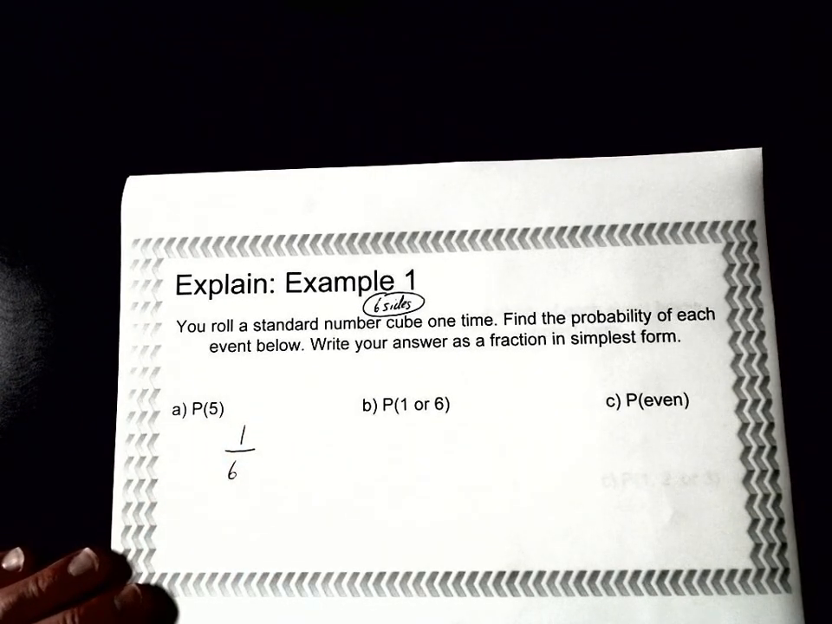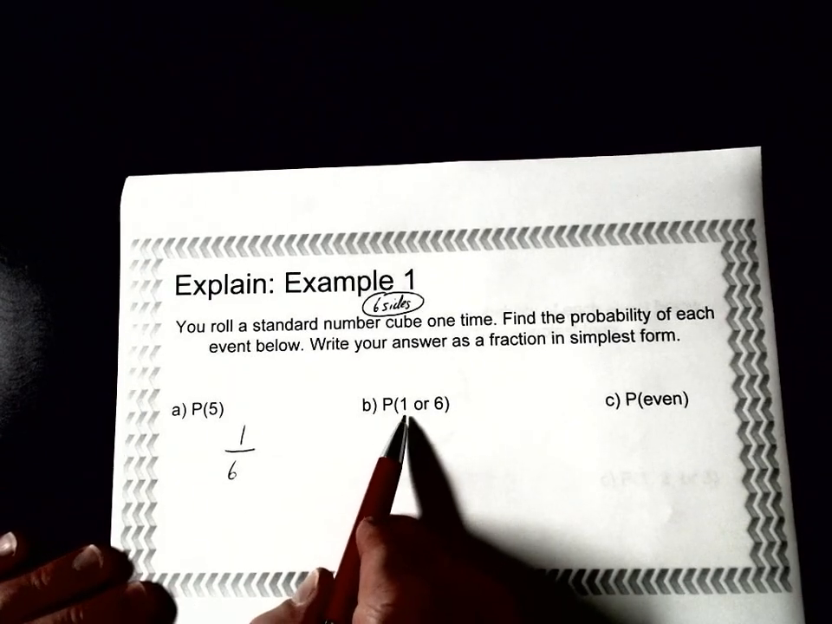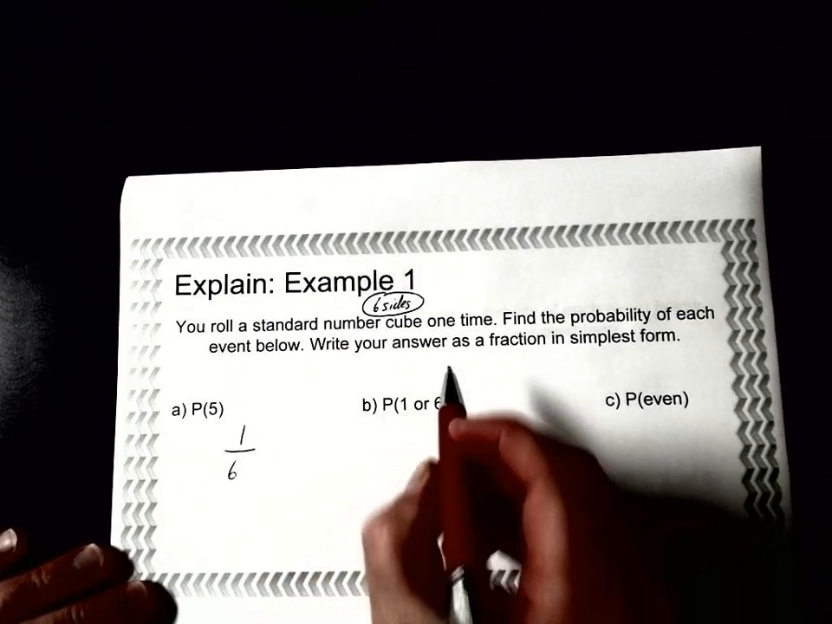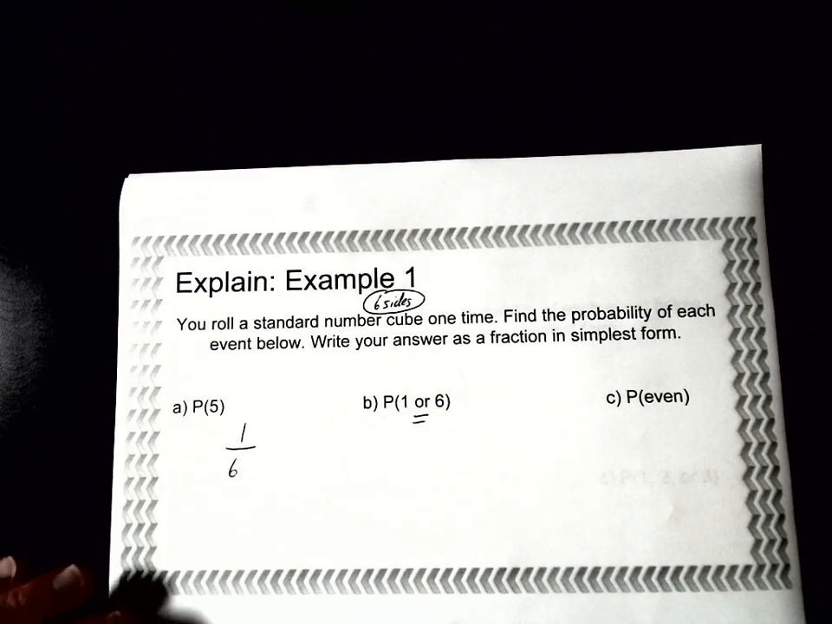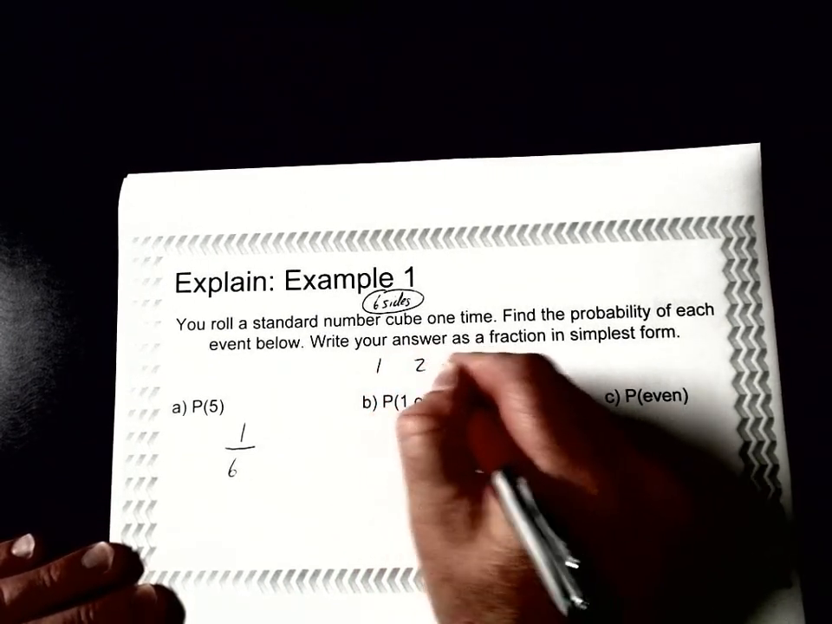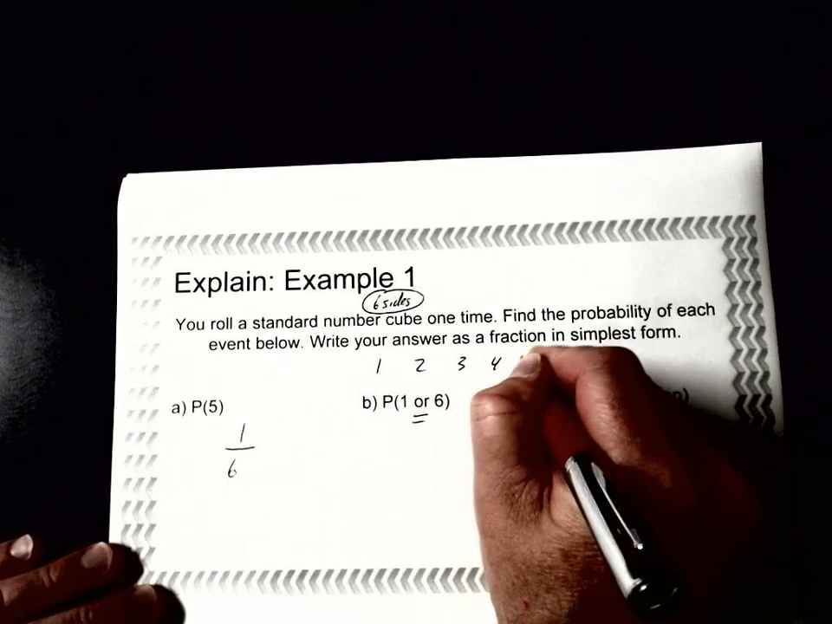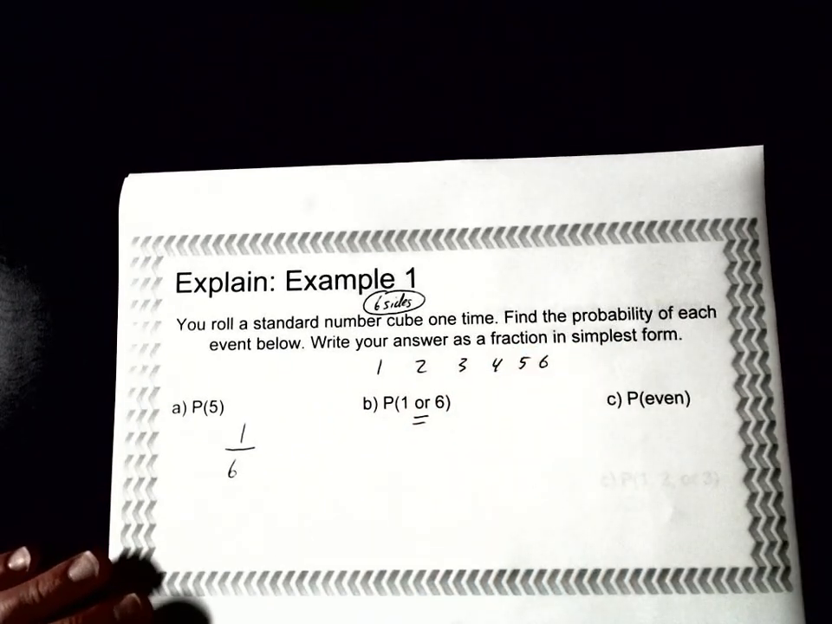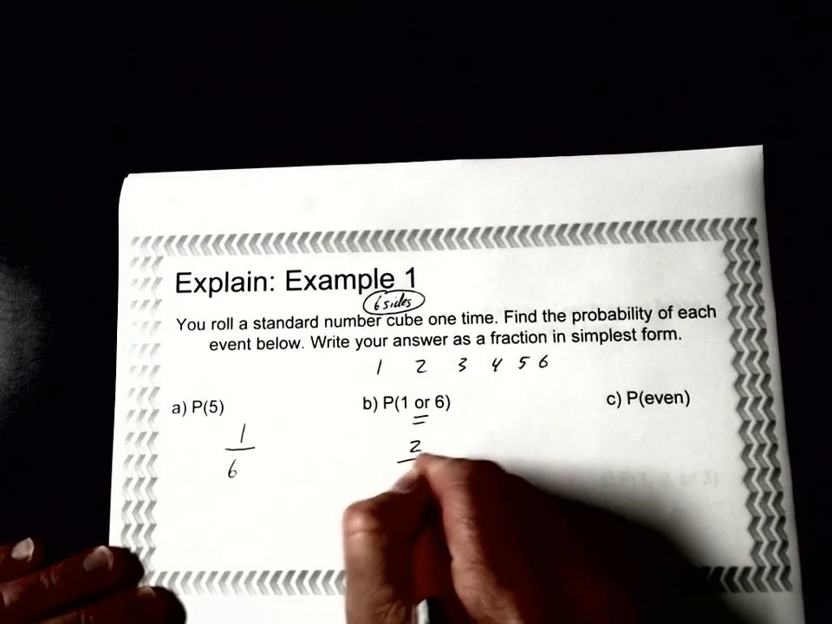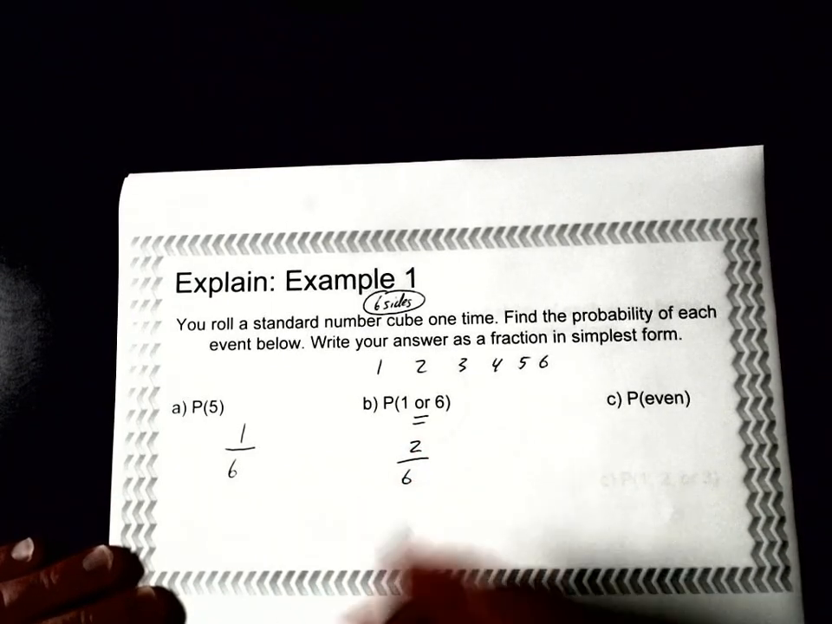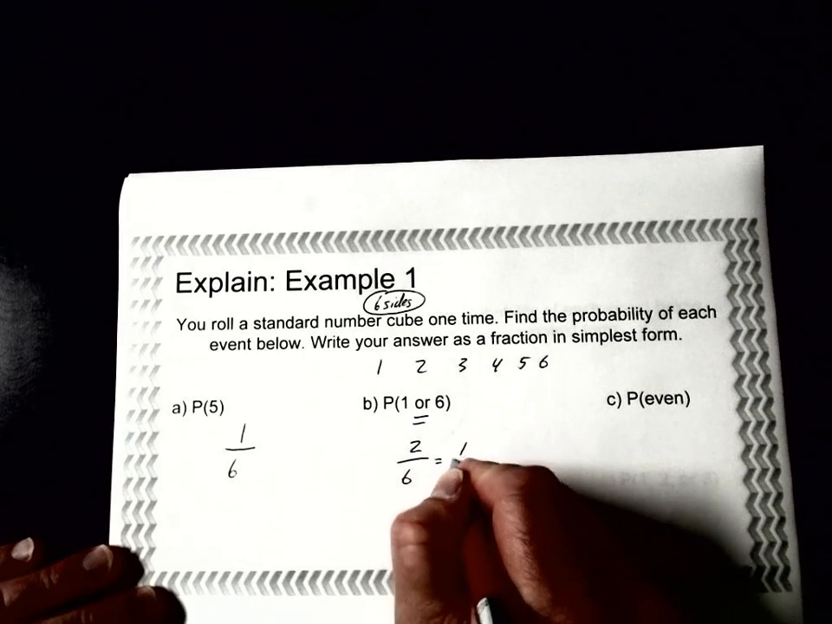B, what's the probability you'll land on a 1 or a 6? 1 or 6. We'll write this down here like we did the other day, just to give us a visual. 1 or 6. There's a 1, there's a 6. That's 2 out of a total of 6 outcomes, which reduces to 1/3.